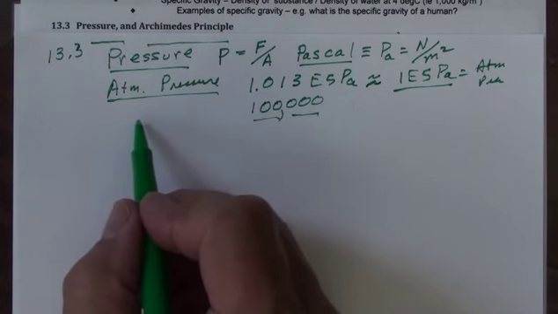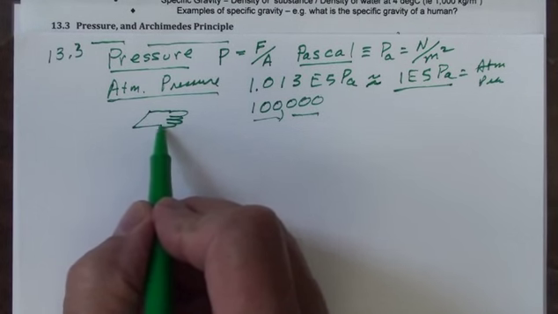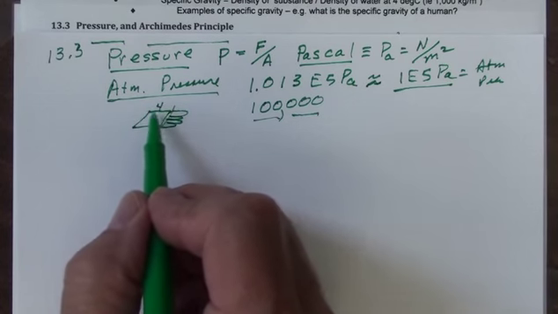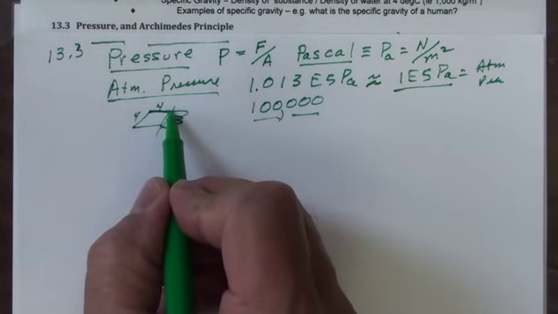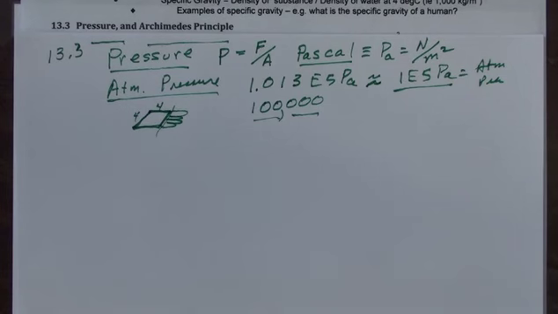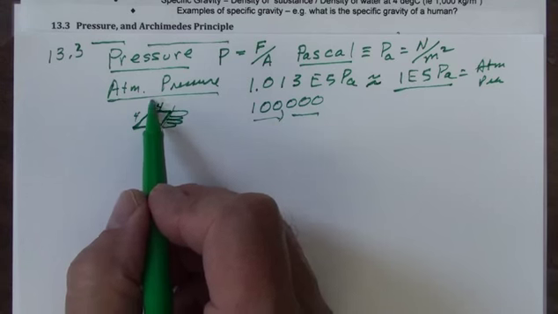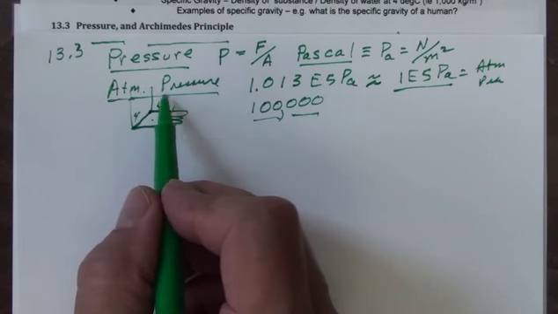In fact, if you take your hand and think about your hand, I'll draw a hand here, but I really want to just look at the palm of your hand. It measures about 4 inches by 4 inches. If you think about the pressure on this 4 by 4 inches, it's really considerable. The way to think about atmospheric pressure is that when you hold your hand out, you're supporting a column of air that goes all the way out to outer space.